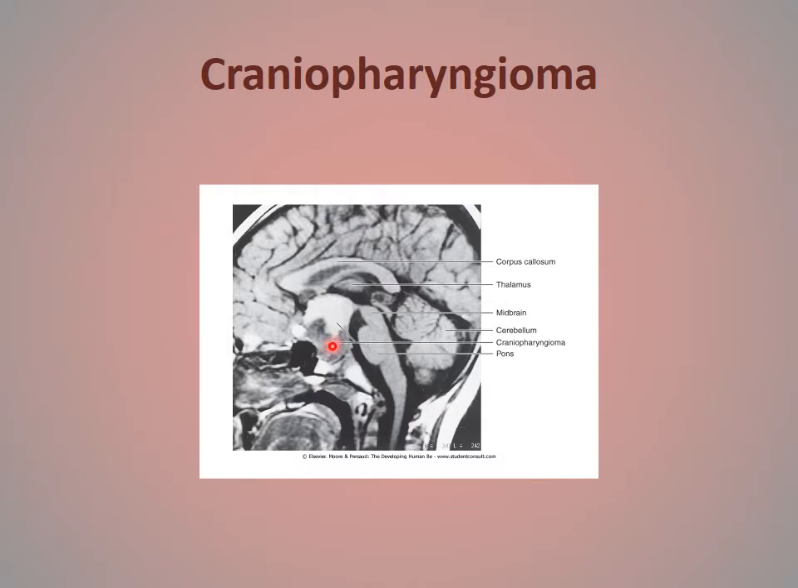This diagram is showing you a craniopharyngioma, which develops from the remnant of the hypophyseal diverticulum, and it is projecting towards the anterior part of the sphenoid bone. So this is a benign tumor, and it develops from the remnants of the hypophyseal diverticulum.